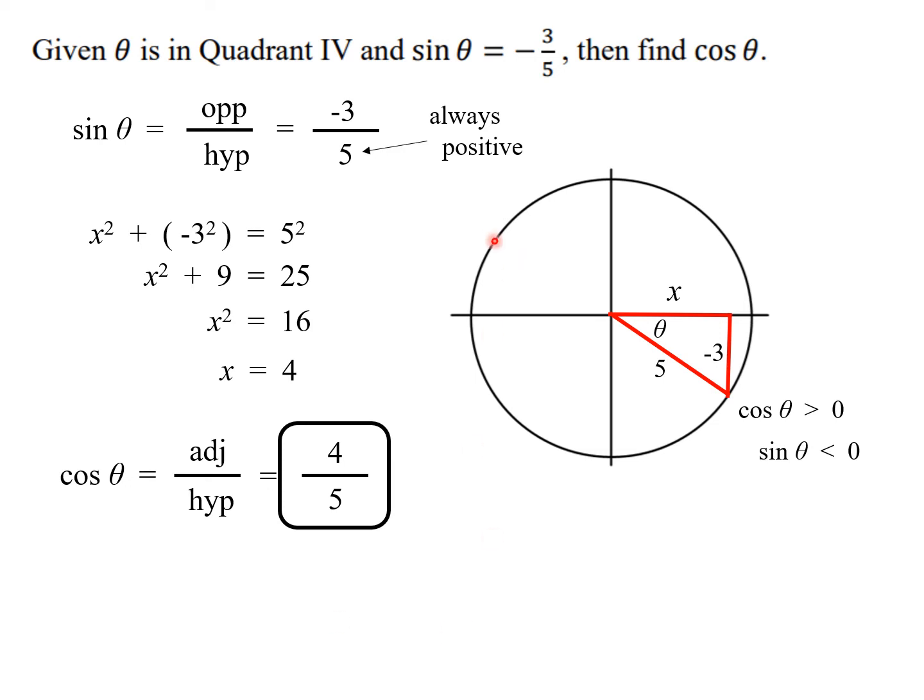If it were in the second or third quadrant, I would tack on a negative sign to that 4 because we could see that it has to be negative if it's over here. But over here, we can see by inspection that the x-coordinate must be positive.